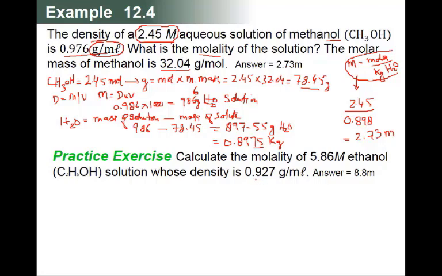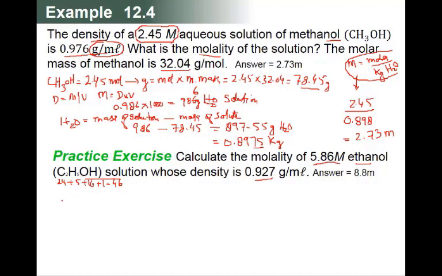So now we go to the practice here. The same, the density is given 0.927 and molarity is 5.86 of the ethanol. Ethanol is C2H5OH. So we calculate here again. Carbon is 12, 12 multiplied by 2 become 24 plus 5 plus 16 plus 1 again for hydrogen. So total will be 46 molar mass.